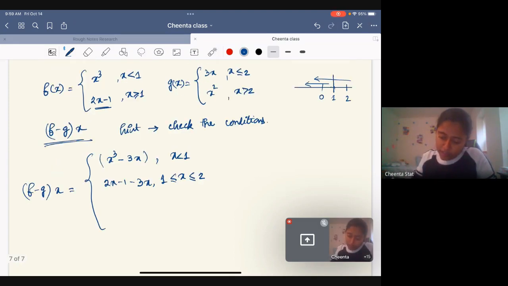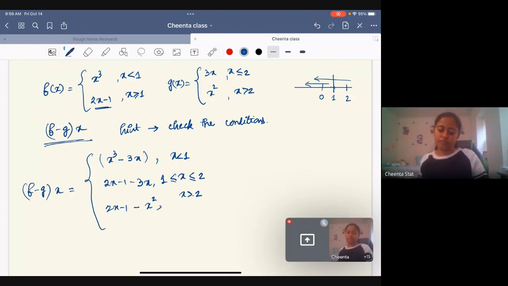Let me do it then. For x greater than or equal to 2, there is nothing left. So for x greater than or equal to 2, your f(x) will remain 2x minus 1, but your g(x) will change. Not equal to 2, because we have already considered the equality there. So x greater than 2, and that is minus x squared.